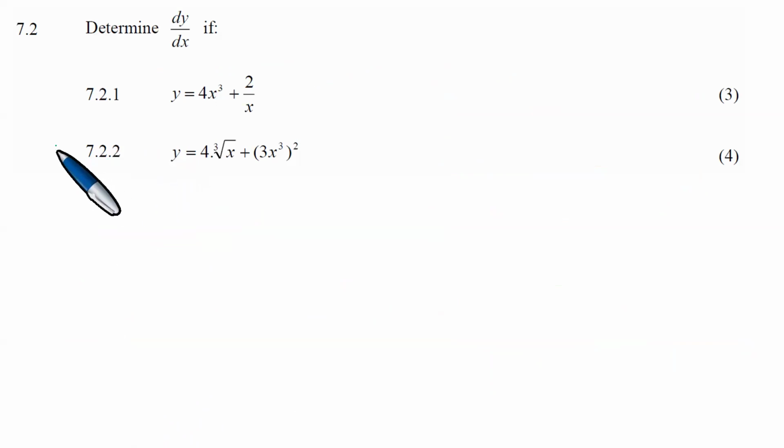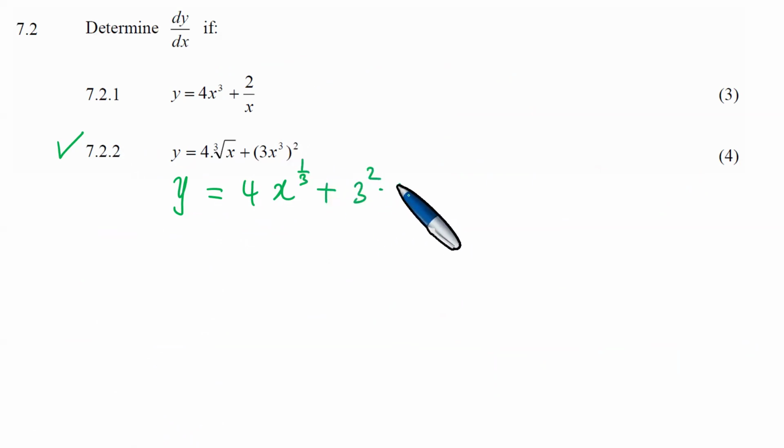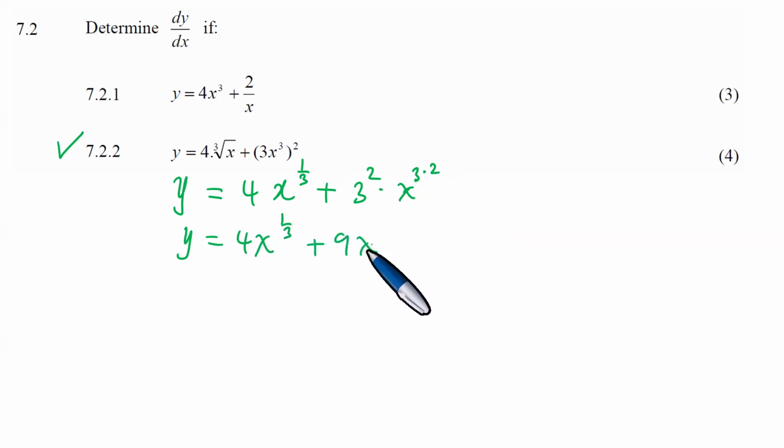The next question is 7.2.2, and the examiner is saying we have been given y equals 4 times the cube root of x plus 3x cubed all squared. We must write everything in power form, and this is 4x to the power 1/3. Now we square everything here, and it becomes 3 squared, and x to the power 3 times 2. Y equals 4x to the power 1/3 plus 9x to the power 6.